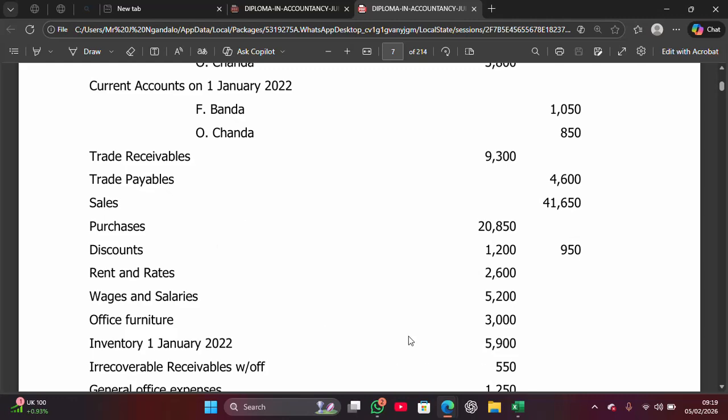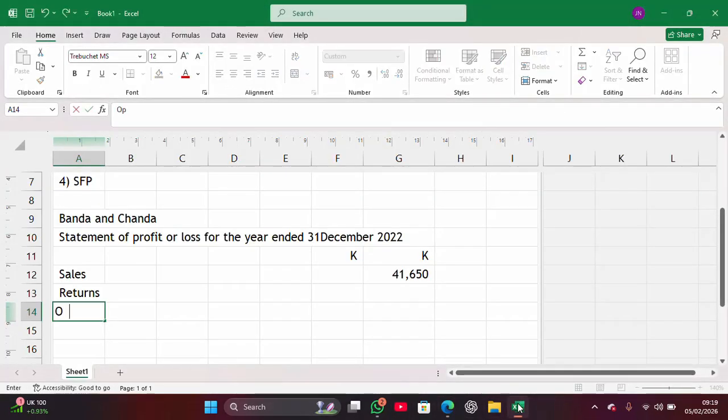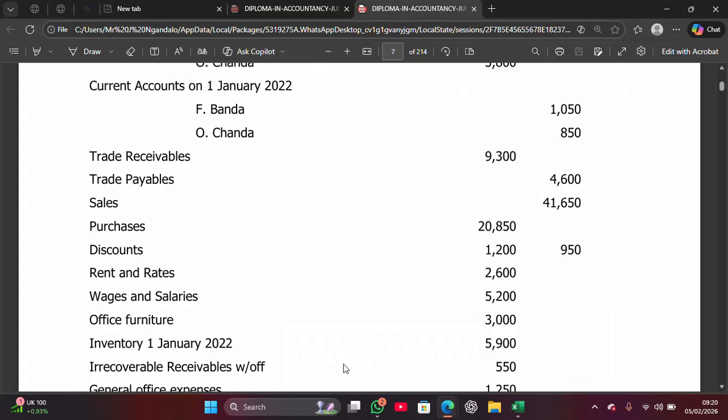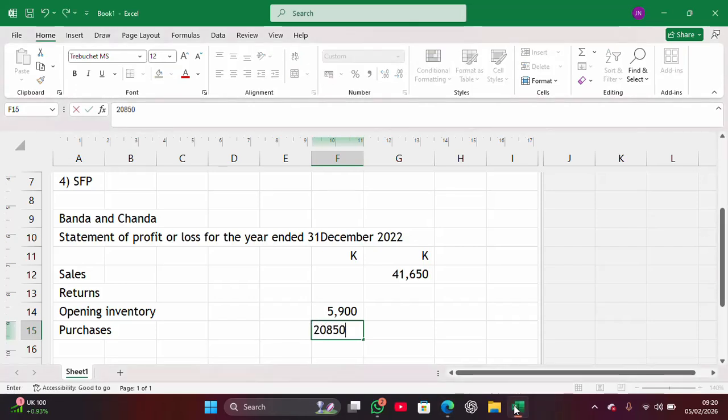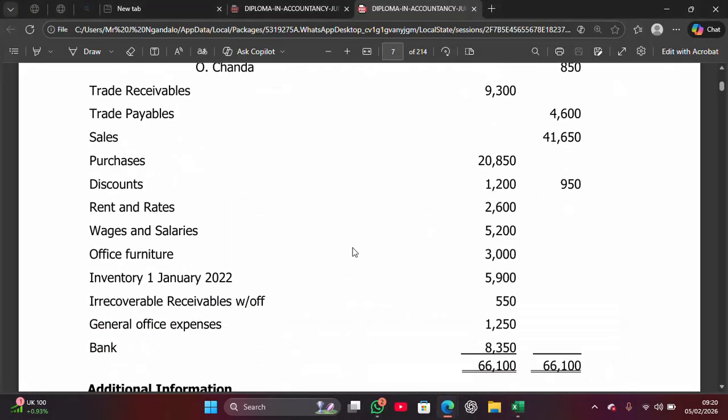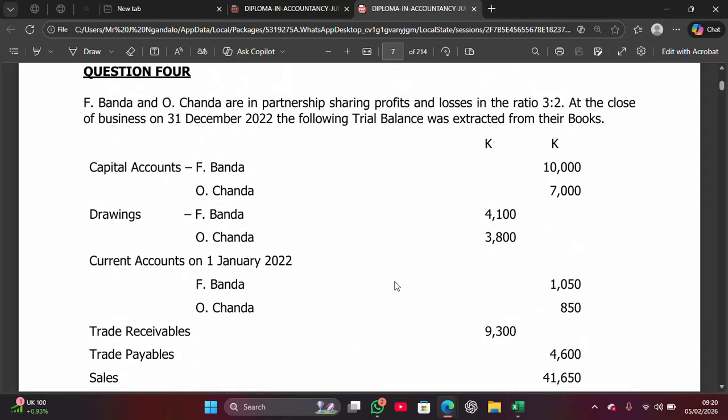You can see this. Yes. So opening inventory. Okay, next we've got purchases, isn't it? Yes. Again, for the sake of those who may complain of having poor eyesight, 2850. Then we add any carriage inwards, if there is any. We go and check on the debit side of the trial balance. There are no carriage inwards. Confirmed, right? Yes.